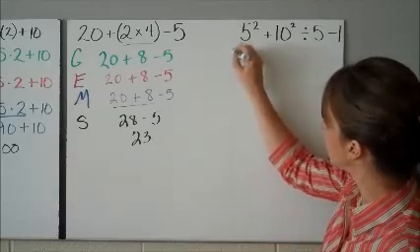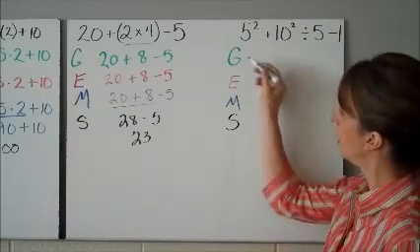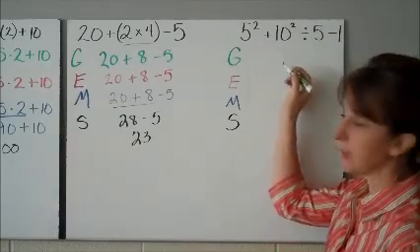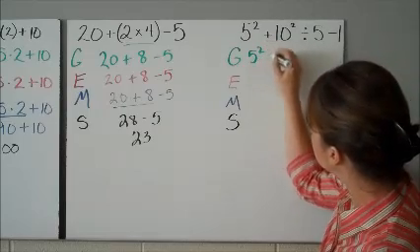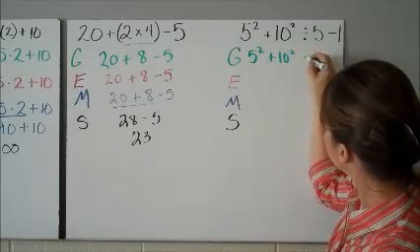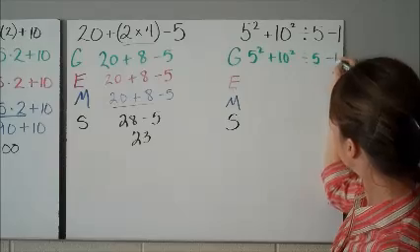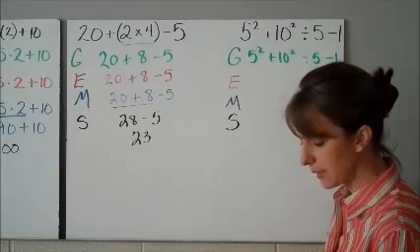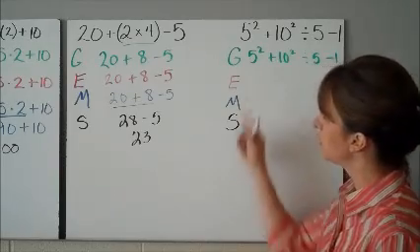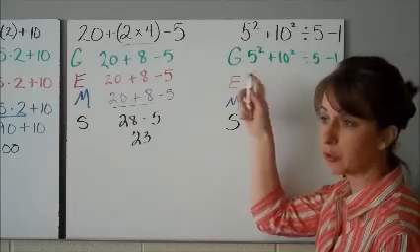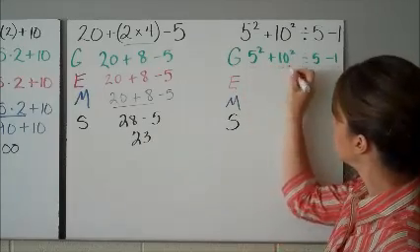Start by writing your letters. So, on the G line there are no groupings, which means I'm going to rewrite the problem. On the E line there are 2 sets of exponents. You may choose to write one set at a time, or you may evaluate both sets.